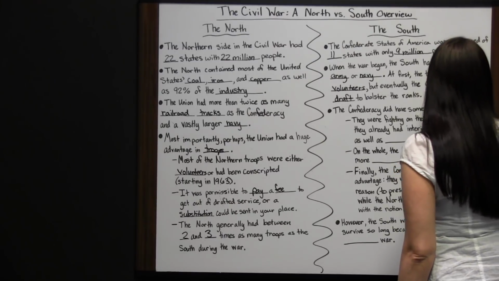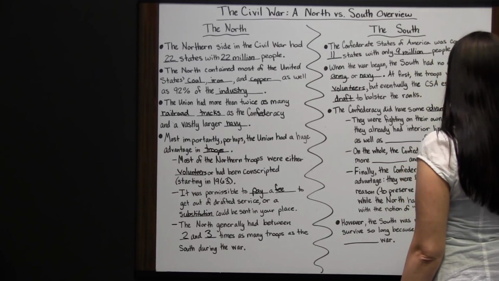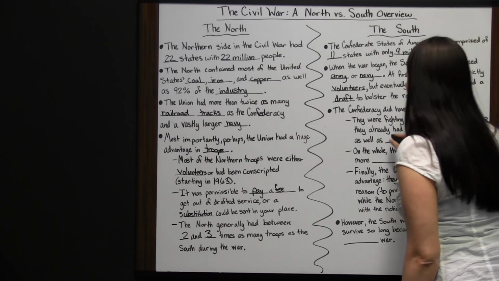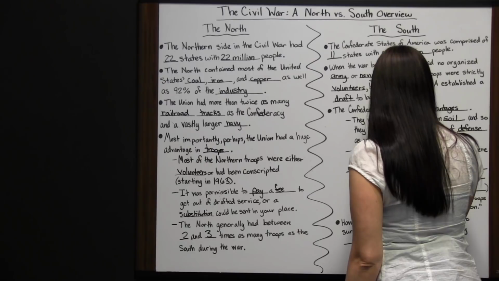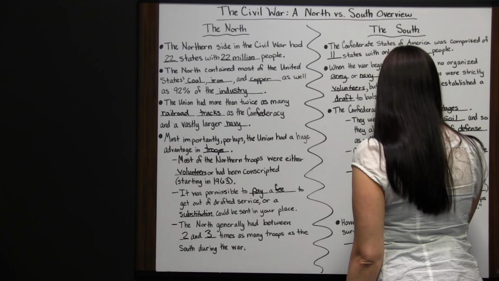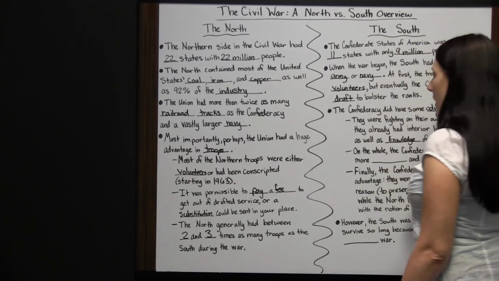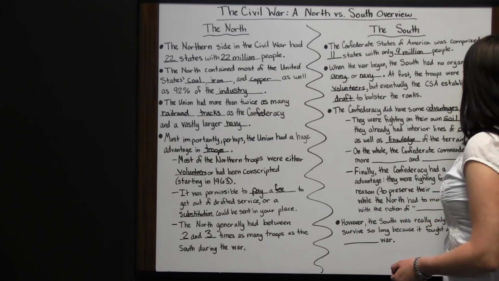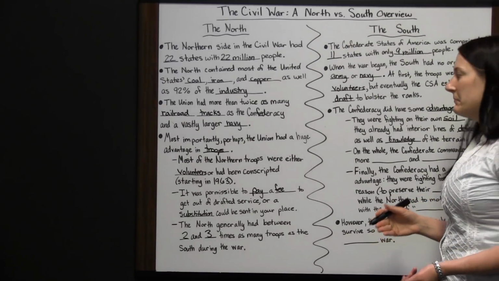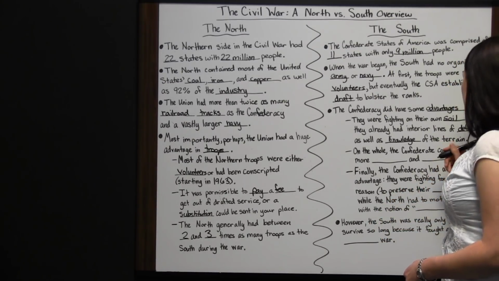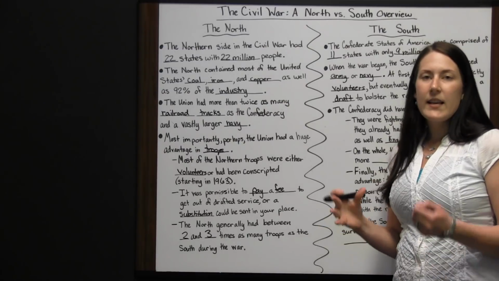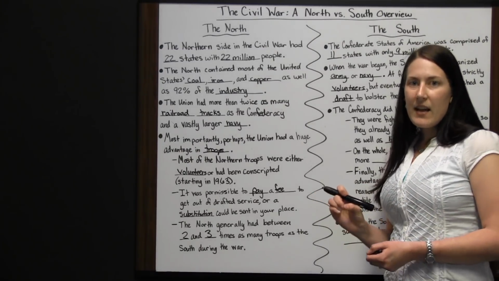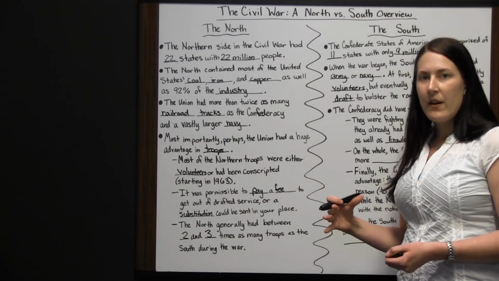They were fighting on their own soil, and so they already had interior lines of defense, as well as knowledge of the terrain. So Northerners were used to a certain climate, they were used to their terrain, so going and fighting in the South was going to be different to them. And the South already had lines of defense in place, where the North was having to build them as they moved down. So the South did have some advantages there since the war was being fought there.